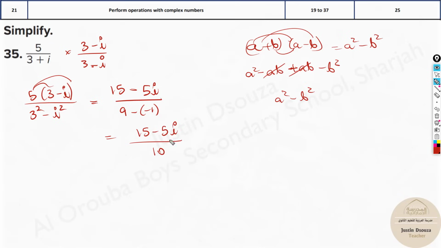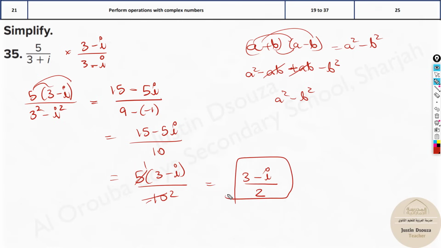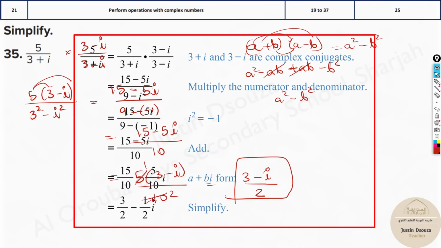Now, what you can do is divide this. What you can easily do is take the 5 common out over here. So 5 is common. Out of 15, 5 is gone, so divide this by 5. It'll be 3 minus i divided by 10. Now cancel this one time, two times. So you will have 3 minus i by 2. This is the final simplified form. You can see that would be the answer.